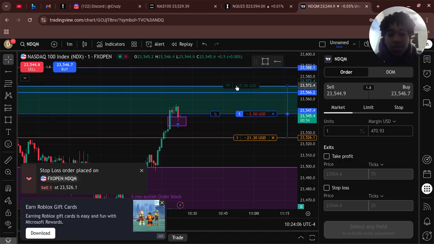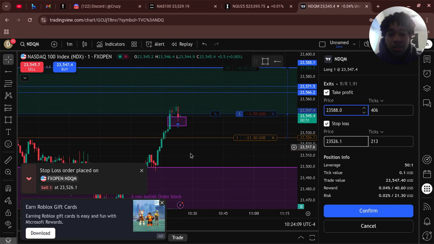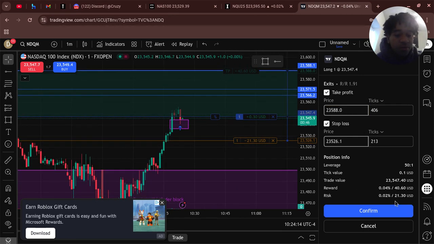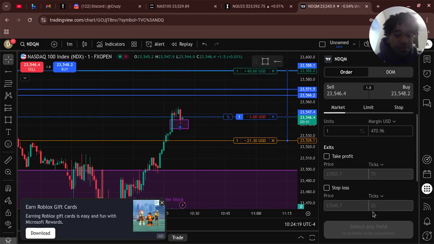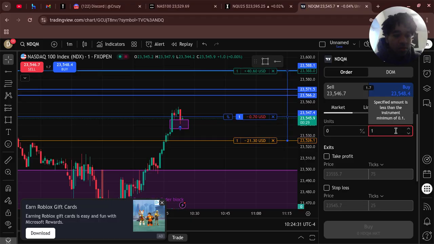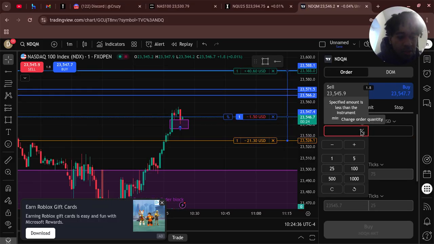TP, obviously, want to reach all the way up here. Risk to reward ratio, reward 0.4, risk 0.2. Dang, I need a. That's definitely not good. Hold on. Oh, perfect. 5. How much is 5 units? Yo, chat, I'm getting mad.